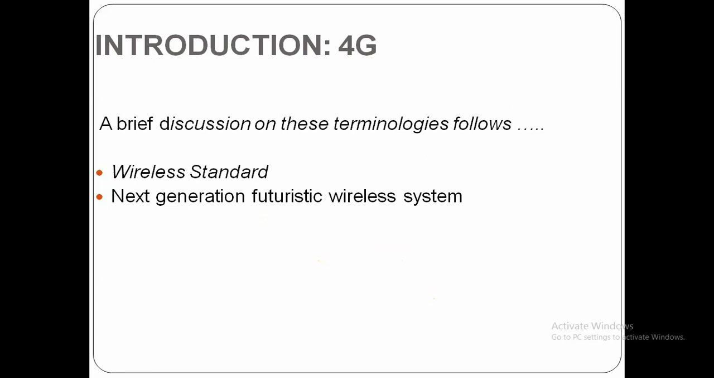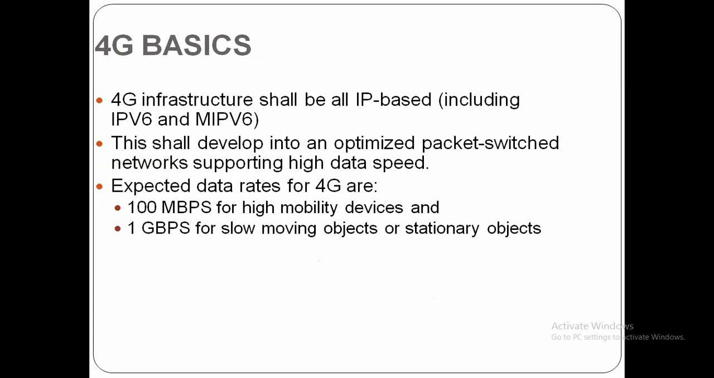Now, in the introduction, we see the details of 4G. There are some wireless standards, some futuristic wireless systems for the next generations. The infrastructure shall be IP-based, including IPv6, MIPv6, and developed and optimized packet switching. The expected data rates for 4G are 100 Mbps for high mobility devices and 1 Gbps for slow moving or stationary devices.